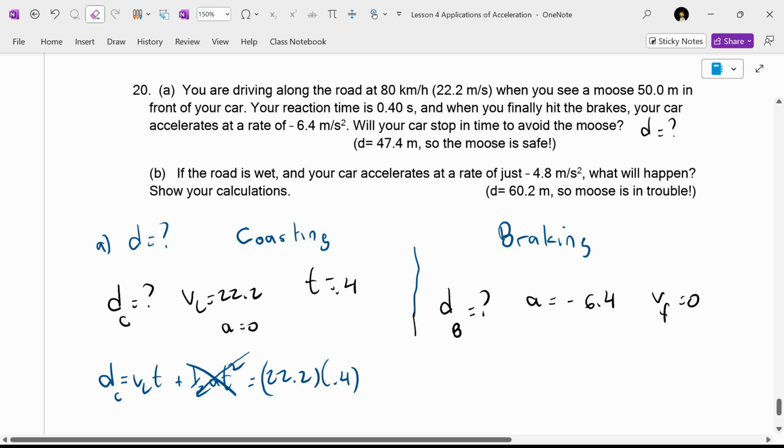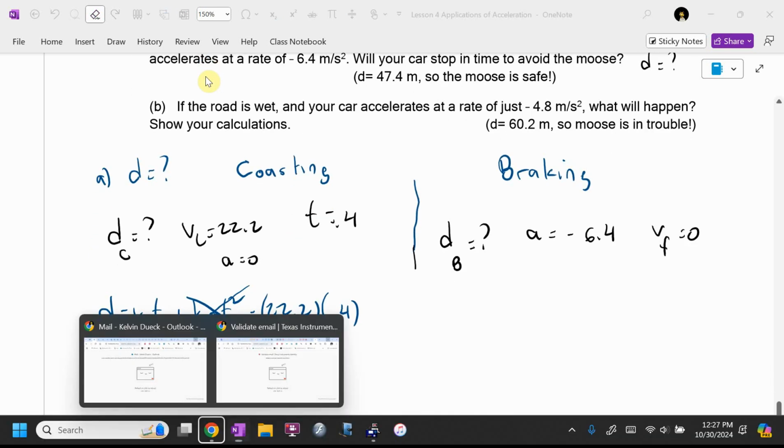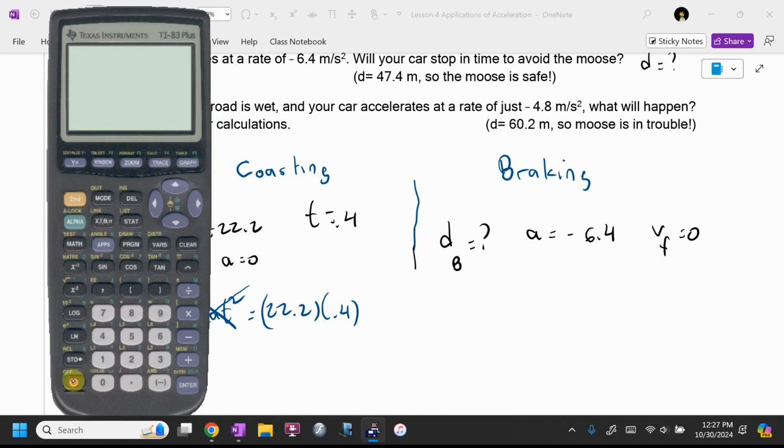This is the distance I travel before I hit the brakes. If I quickly crunch that, I get 22.2 times 0.4.